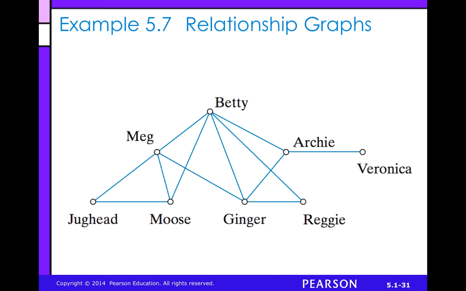So Betty here is sort of the friend winner because she has 5 friends, Meg, Moose, Ginger, Reggie, and Archie. And Veronica is kind of the loser of this picture because she only has 1 friend, just Archie.